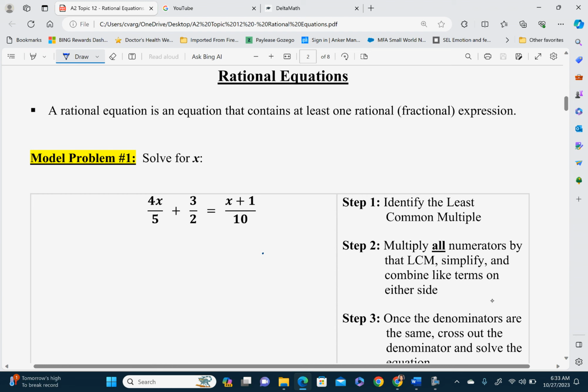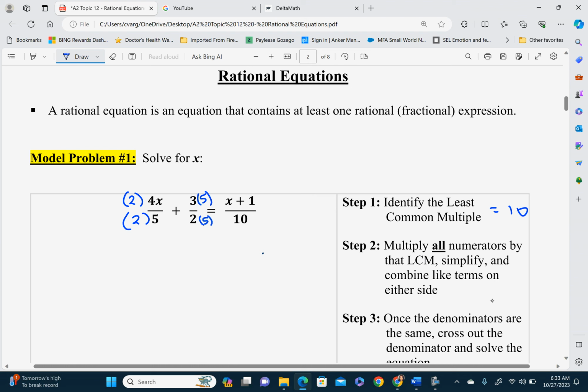So 5 to 10, right? 5 times 2 is 10. So to get the 5 to be a 10, I have to multiply it by 2. Whatever I do to the bottom, I have to do to the top. To get this 2 to be a 10, I multiply it by 5. Whatever I do to the bottom, I do to the top. And this is already a 10. So what we just did right now is we found the least common multiple, which is 10.